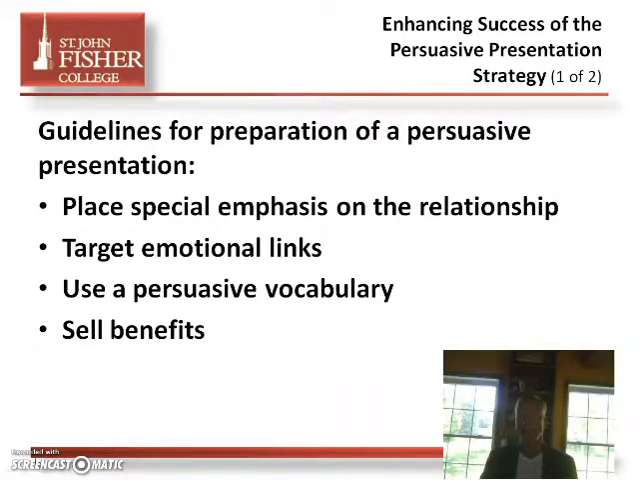So in enhancing success with the persuasive strategy, place emphasis on relationship, but more importantly, place emphasis on the buyer's needs. Place emphasis on, this is what you've told me you needed. This we've shown you will fit that need. Wouldn't it be helpful to have this solution in order to make sure that the problem doesn't occur again? So we're targeting not necessarily emotional links, as the book says, but we're targeting the buyer's hotspots.